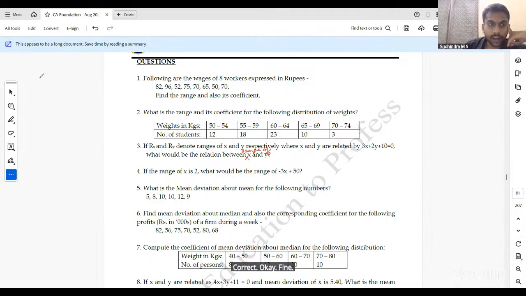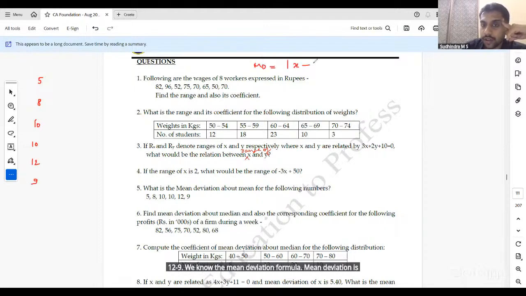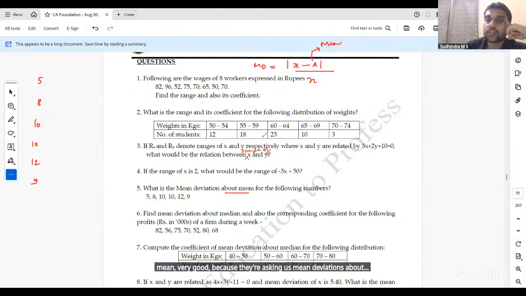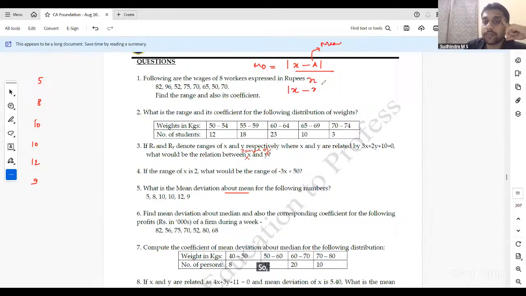Okay, fine. We'll discuss this. 5, 8, 10, 10, 12, 9. We know the mean deviation formula. Mean deviation is equal to summation modulus of x minus a divided by n. Here, what is a? Mean. Very good, because they're asking us mean deviation about mean. So, summation modulus x minus x bar divided by n. We know the values of x. We want x bar. How do I get the value of x bar? Summation x by n.